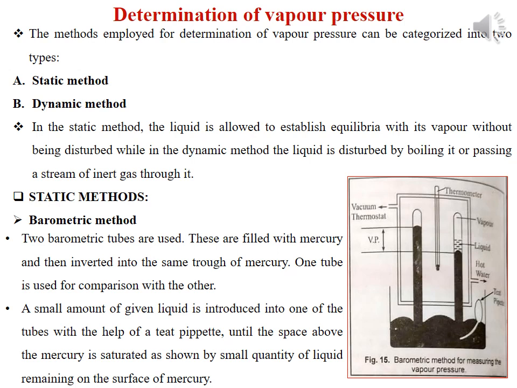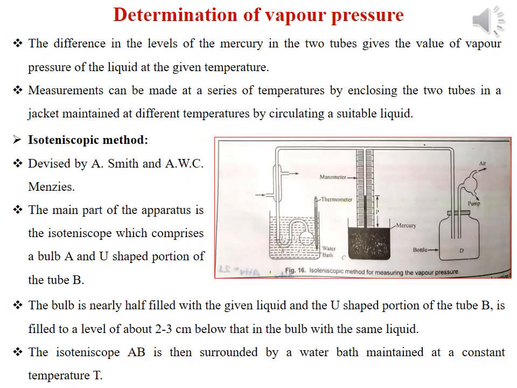A small amount of the given liquid is introduced into one of the tubes with the help of a teat pipette. See the picture. It is the teat pipette used to introduce the liquid into one of the tubes, until the space above the mercury is saturated, as shown by a small quantity of the liquid remaining on the surface of mercury. Now, the difference in the levels of the mercury in the two tubes gives the value of the vapor pressure of the liquid at the given temperature.